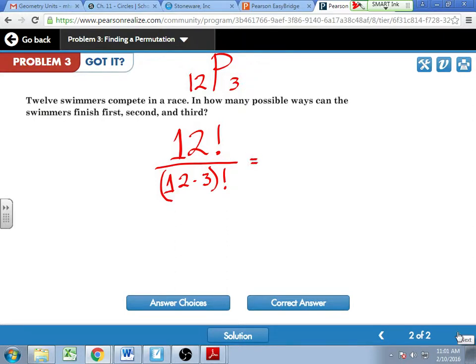Here, how many people aren't finishing first, second, or third? 9. So really my 12 factorial over 9 factorial, I can simplify down to 12 times 11 times 10, and that's it.